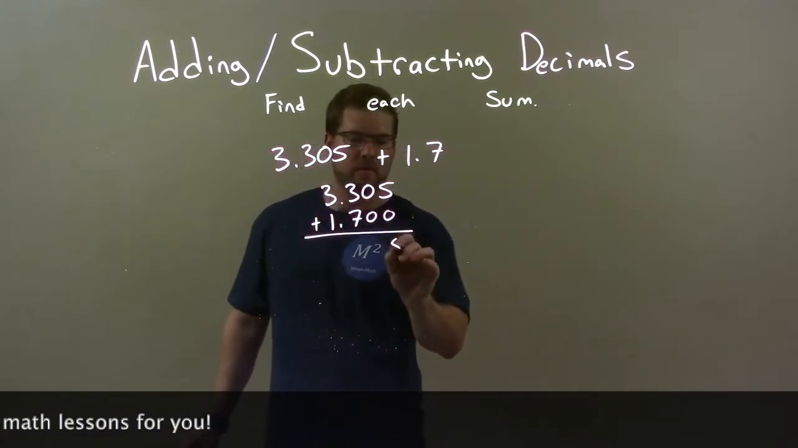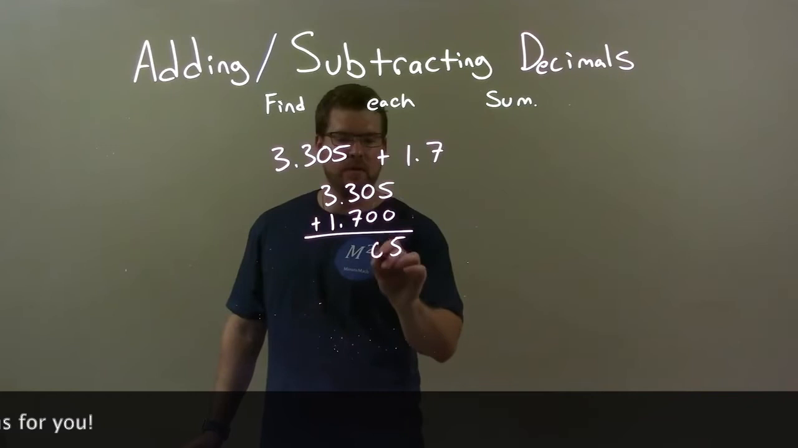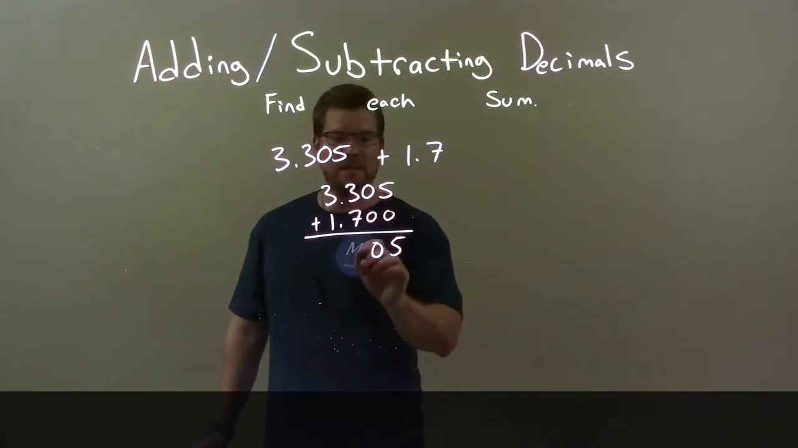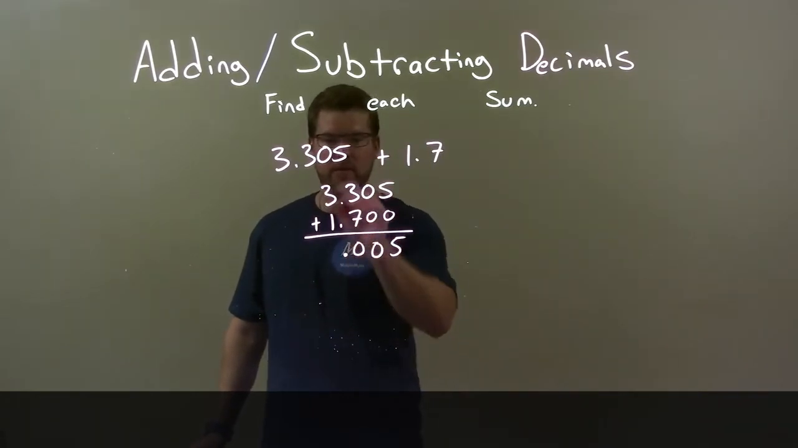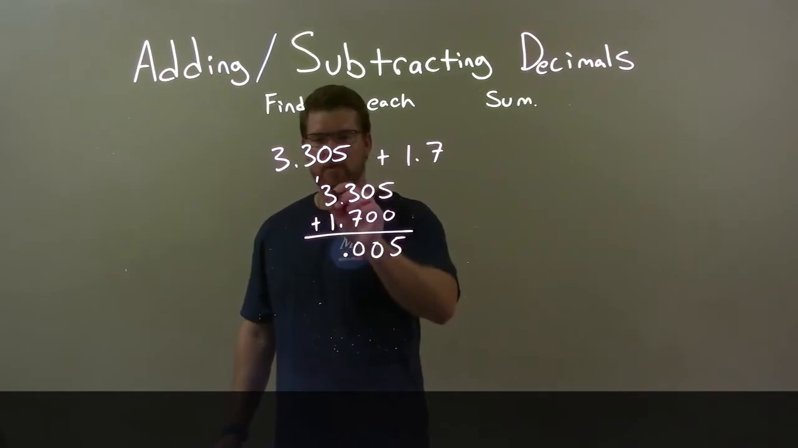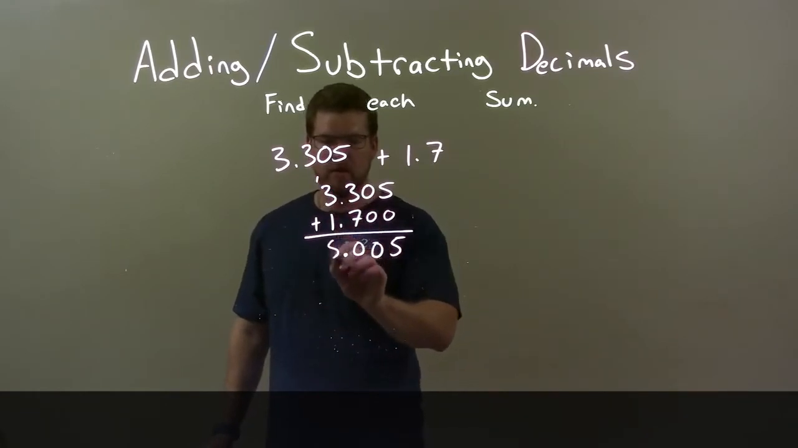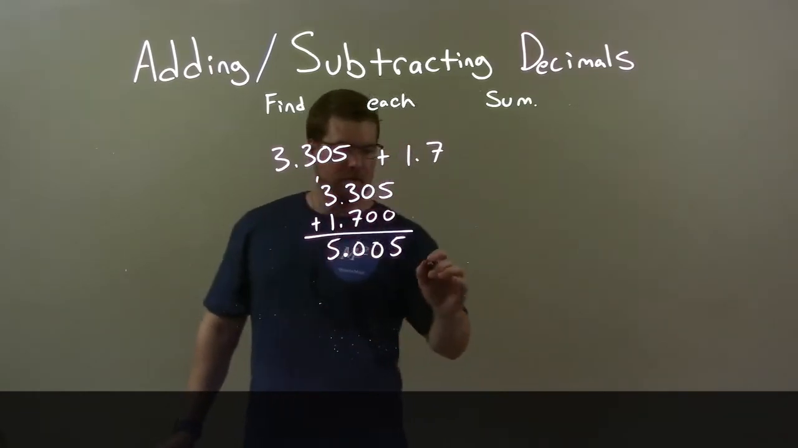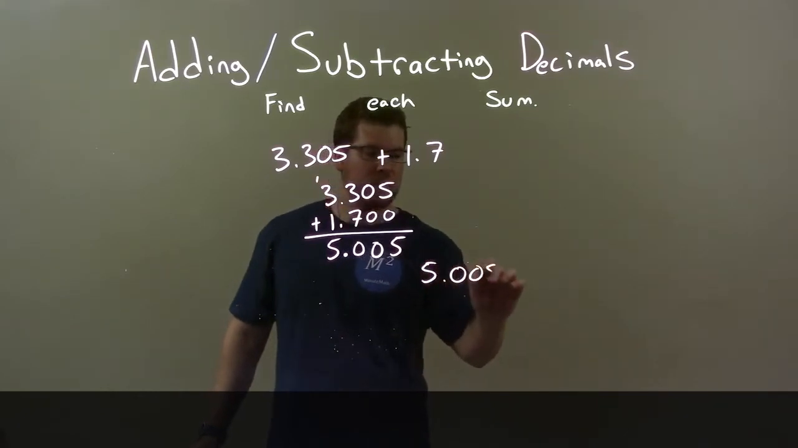5 plus 0 is 5. 0 plus 0 is 0. 3 plus 7 is 10, so we have 0 for the decimal place and carry that 1. 1 plus 3 is 4, plus 1 is 5, so we have 5 here. So our final answer is just 5.005.